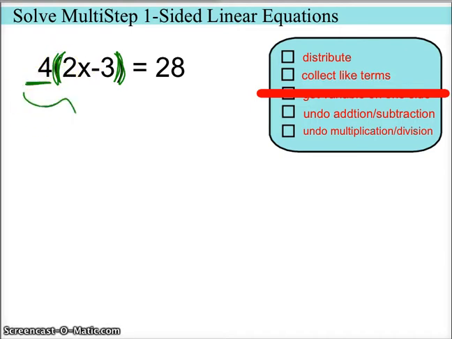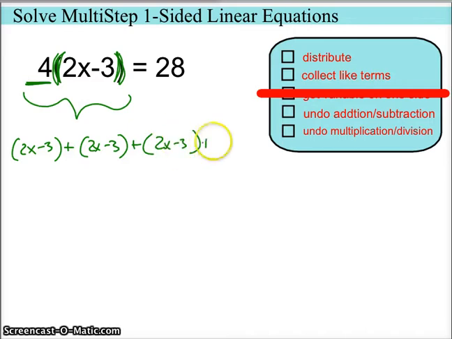What's really happening right here is we've actually got a group of 2x minus 3 plus another group of 2x minus 3 plus another group of 2x minus 3 plus another group of 2x minus 3. The shortcut for that is we'd have 1, 2, 3, 4 iterations of this group added together, so we write it as 4 groups of 2x minus 3.